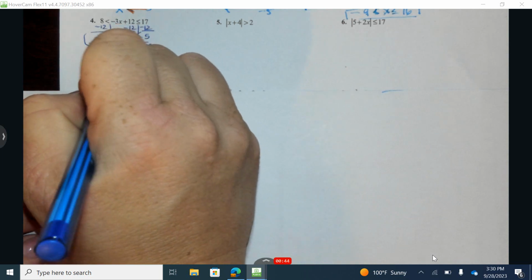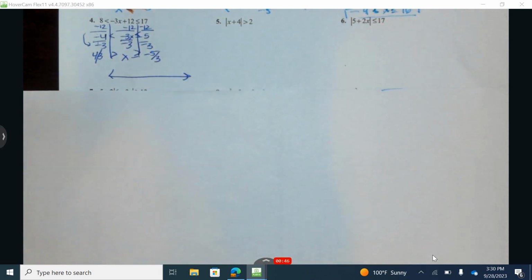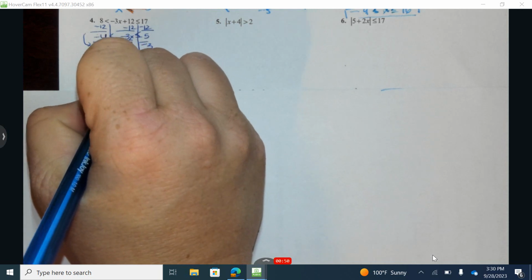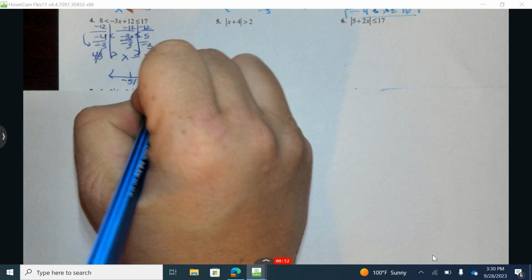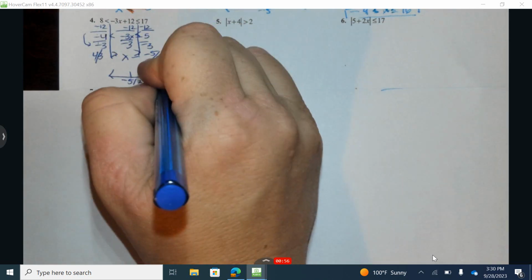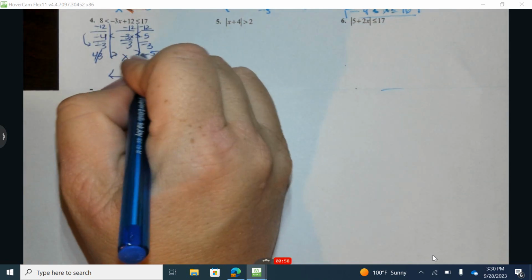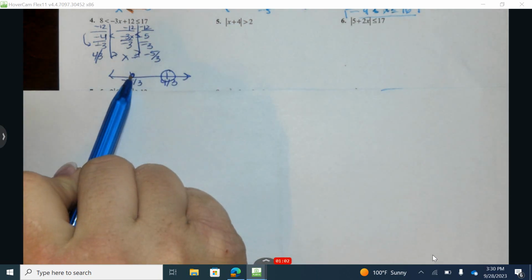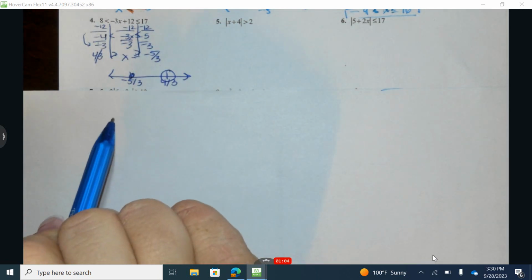So I'm making my number line. Sometimes students think, well, which one goes to the left? Well, a negative is always smaller than a positive. So this is negative 5/3, and this is positive 4/3. I'm going to put an open circle at 4/3 and a closed dot at negative 5/3. So this point is included in the solution set of the mathematical statement.